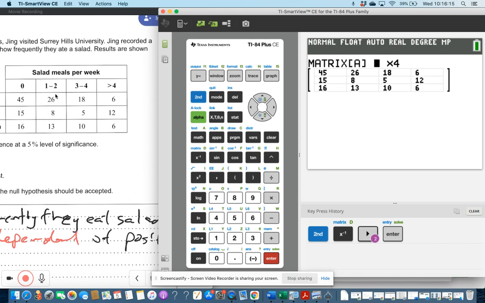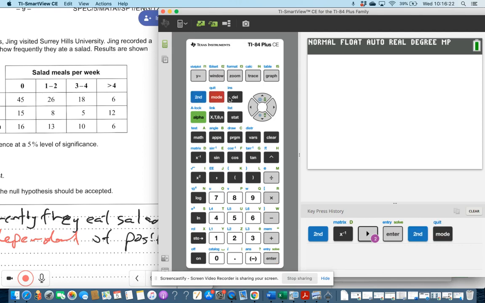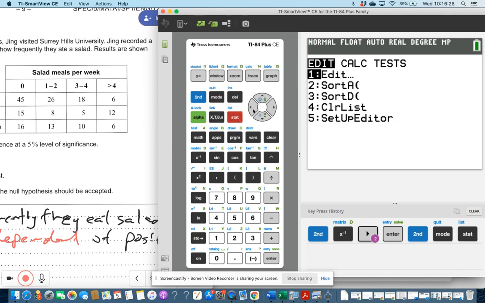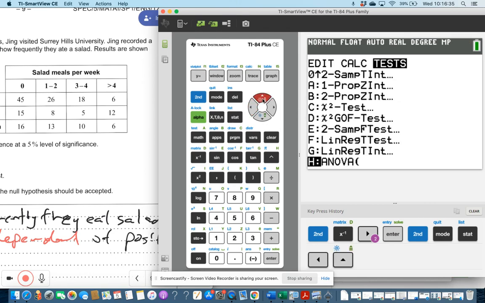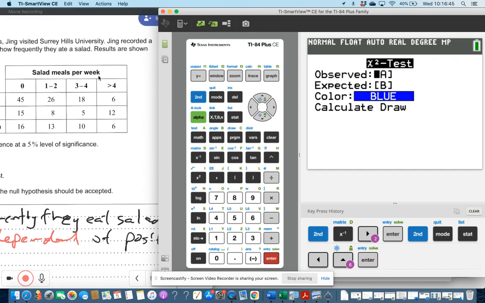Okay, great. Once I have all that data in, I like to quit, come back out and do a stat test. This is a test for independence. And unfortunately, I don't see it here on the screen, so I got to go up or down until I get to the chi-squared test, not the goodness of fit test. This is the test for independence. Okay, and I hit that, enter. My observed matrix, I put in a 3x4 matrix, 3 rows, 4 columns.